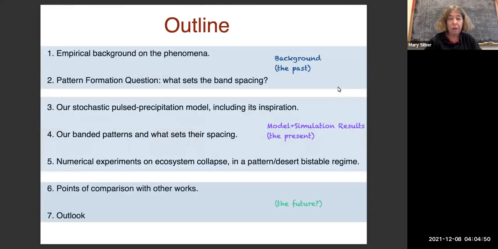Okay, so here's an outline of my talk. The first part, I'll just give you a little bit of background on this phenomenon in case you weren't aware of it before today. And I also, as somebody working on pattern formation, want to put forth some basic pattern formation questions that drive what we're doing. Then the middle part of the talk, which is the bulk of it, will be to describe the model that we're currently developing and some of the numerical experiments that we're doing with that. And then finally, at the end, I want to turn to some other people's work and make some comparisons and think a little bit about where we might be headed with this research.